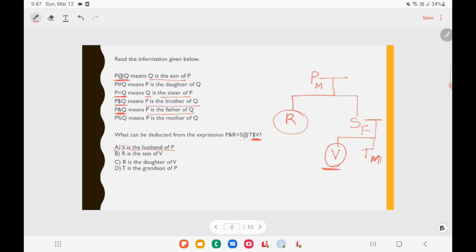No. Now R is the son of V. No. We don't have any son, so this is also wrong. R is the daughter of V. No. We don't have any daughter, so this is also wrong. Now T is the grandson of P. That is correct, because we know the gender of T. It's a male. So it's the grandson of P. So option D is the right answer. This is the way in which you need to answer this type of questions.